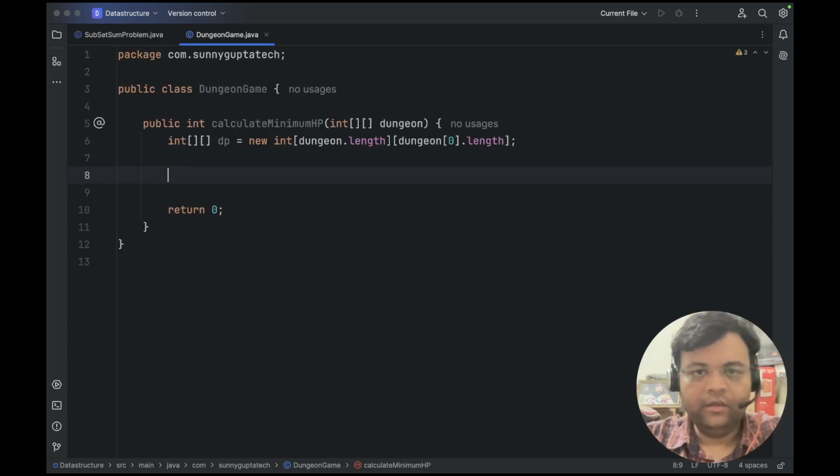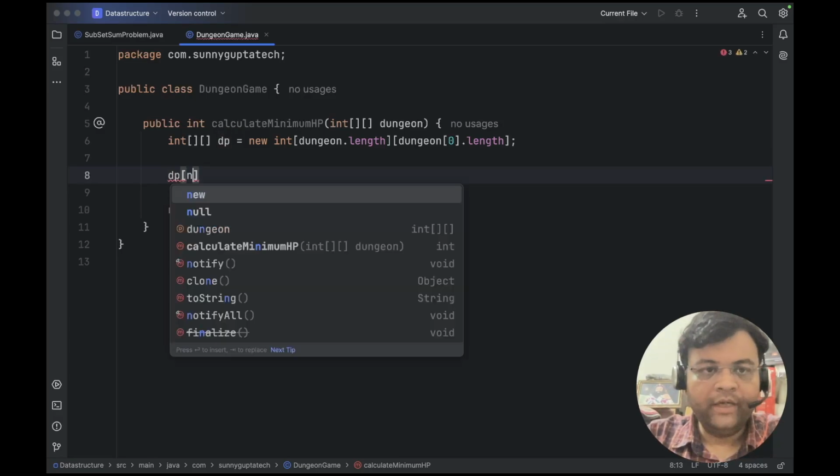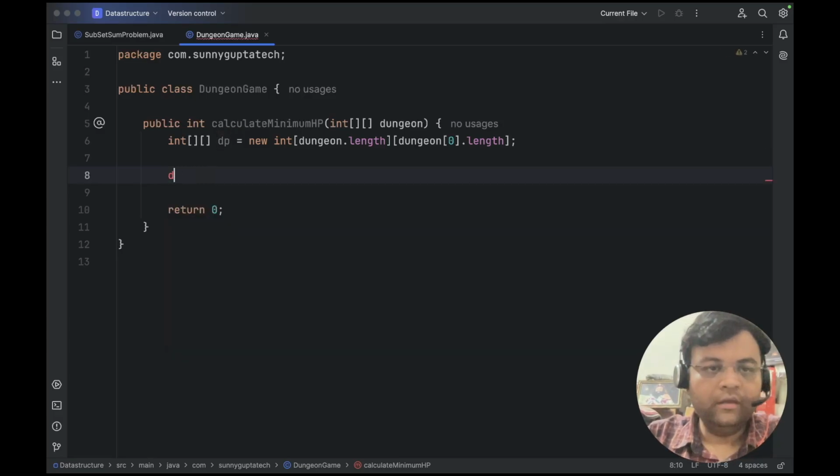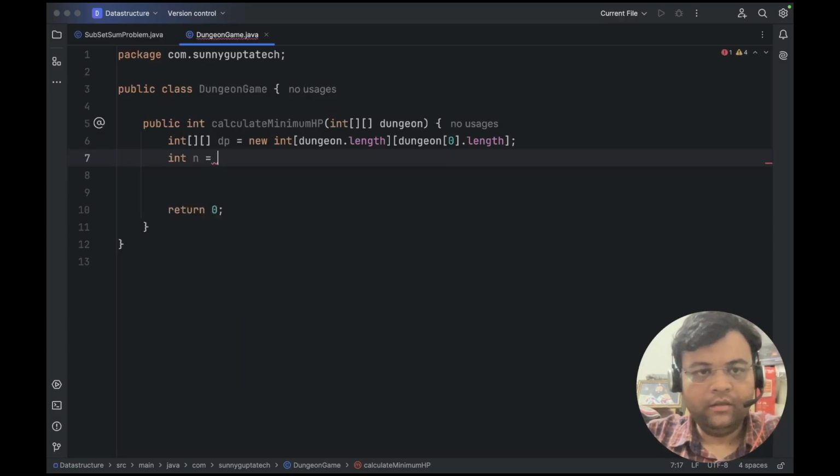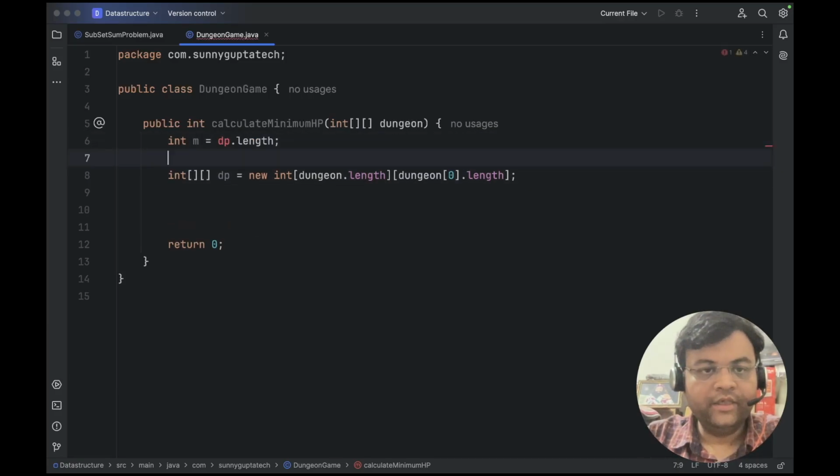Now we'll see how we should go about it. Now we need to fill dp of n minus 1, or maybe, let's see, because m is the number of rows, right? So we can say dp dot length. Okay, let's initialize the variables first. N is equal to, this is what it is.